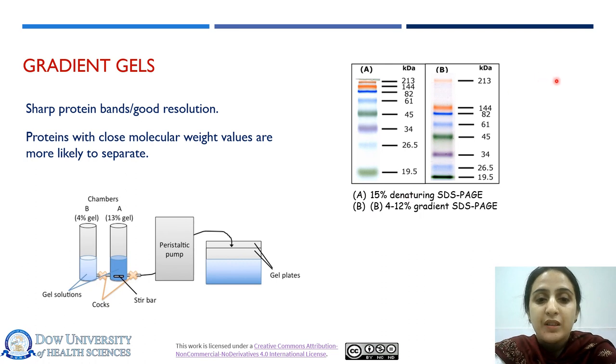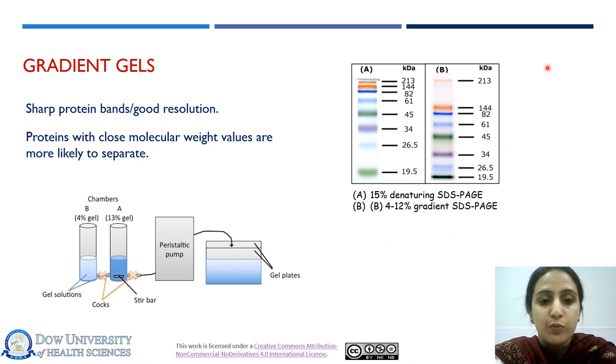What happens in gradient gel is that, rather than using a single percentage resolving gel, we polymerize the gel in a gradient of increasing to decreasing percentage. That is, starting from the highest percentage gel at the bottom to the lowest percentage gel at the top. And once that gradient resolving gel is polymerized, then you can pour the stacking gel, which is again of 4 or 5%.